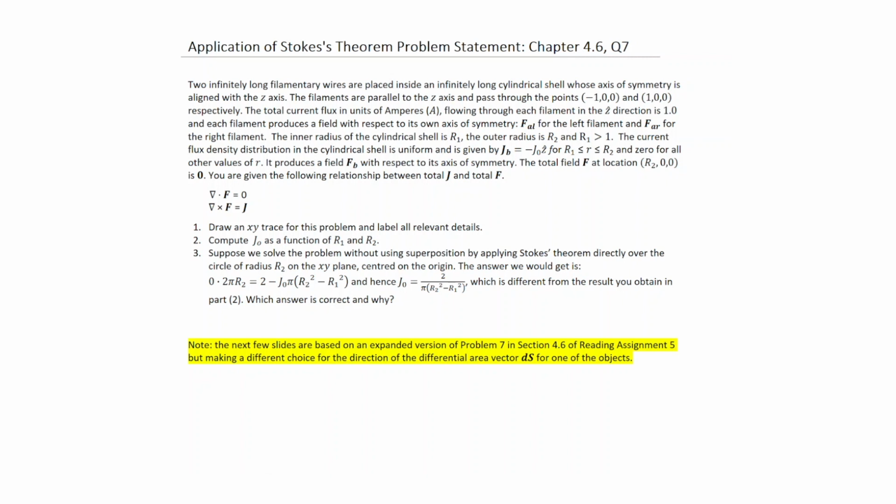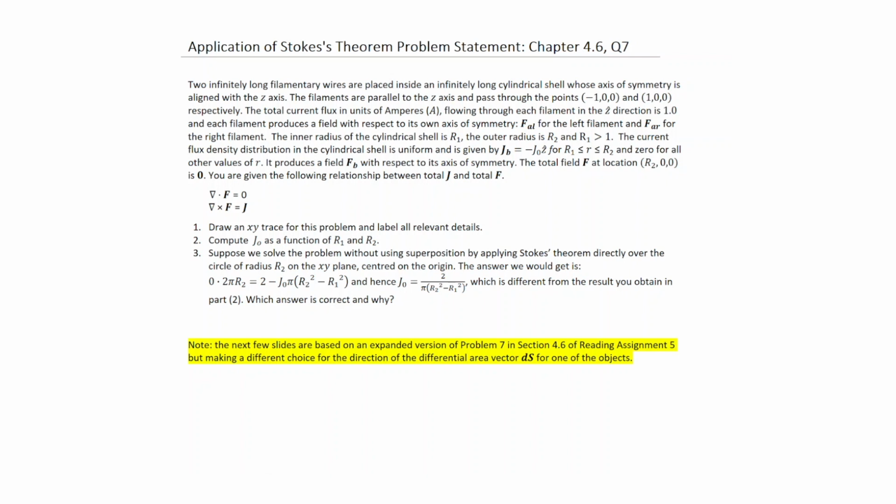They're also not aligned with the axis of symmetry, and you also have a third current source which is in the form of a cylindrical shell, which is oriented with the axis of symmetry. It has an inner radius of R1, outer radius of R2, and you're given a current density distribution, but an unknown value in terms of its magnitude, that is J0, and it's pointing in the minus z hat direction.